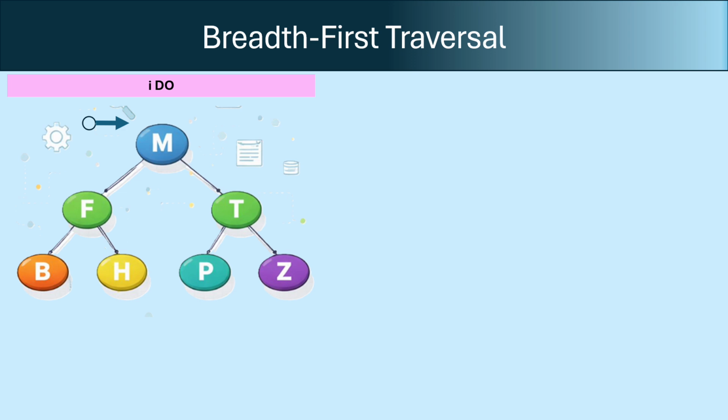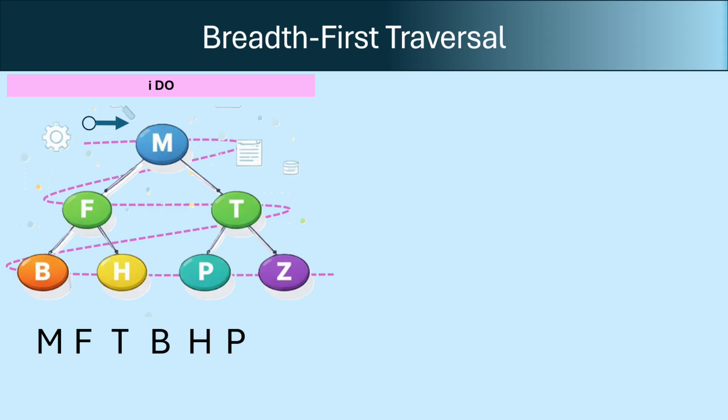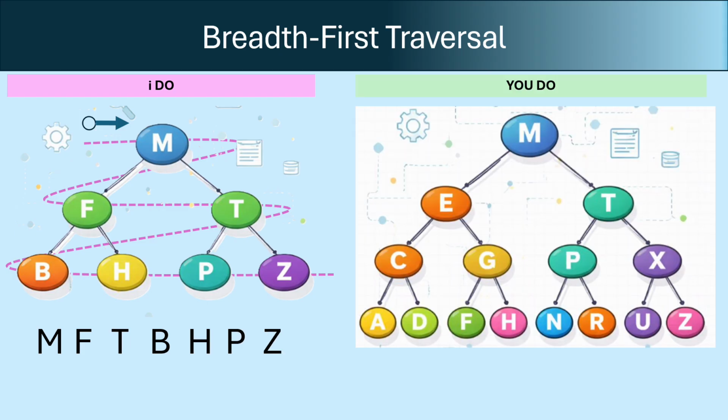So the best way of doing this is to draw a curve that looks like this. And then going through the path of that curve, we've got letter M. We're going to read it from left to right. So F, T, B, H, P, and Z. Your turn now. Pause the video. Have a go at this one.